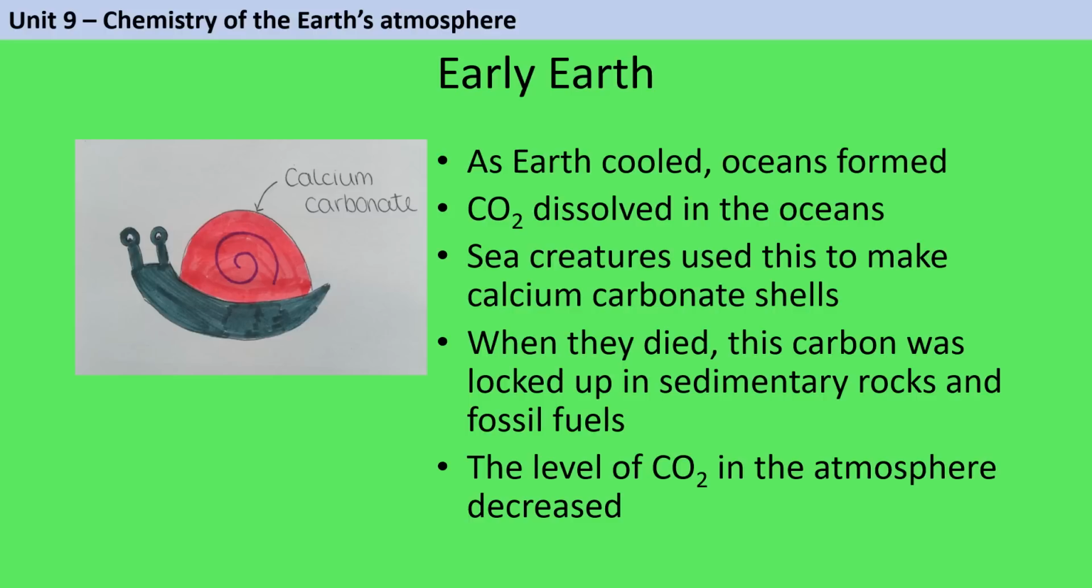If you've ever seen the White Cliffs of Dover, they're made of a stone called limestone, and that's made from the shells of dead sea creatures. So that's where lots of this carbon dioxide is locked up, in sedimentary rocks like limestone. Also, when they died, some of those sea creatures were turned into fossil fuels, so a lot of the carbon is also locked up in coal and oil and gas. Over time, these processes led the level of carbon dioxide in the atmosphere to decrease quite dramatically.